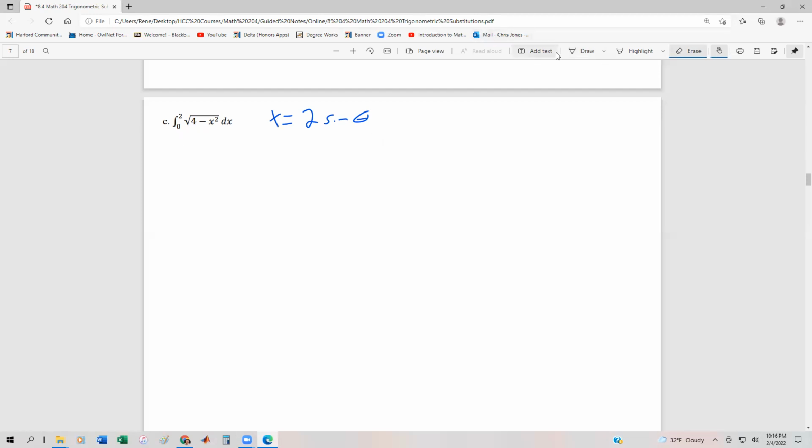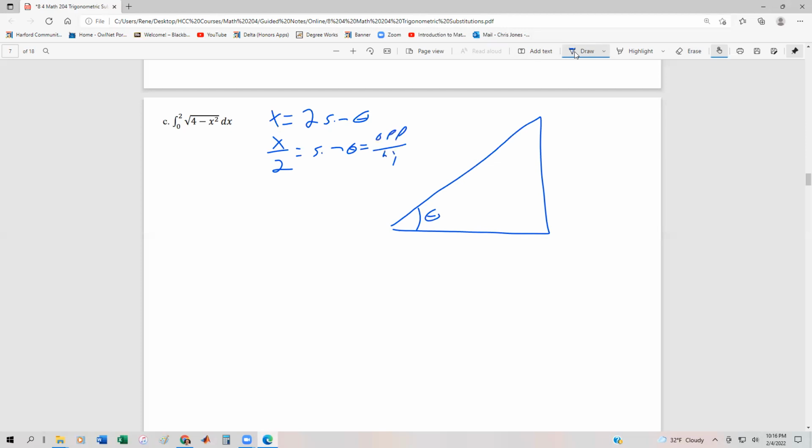And from here, we're going to divide by 2 and get sine theta. We're going to construct our triangle. Nothing different so far. We know that sine is opposite over hypotenuse, so we have a hypotenuse of 2 and the opposite of x. Of course, we could use the Pythagorean theorem, or we could just recognize that this is going to be the radical expression we have inside of our integrand. That's not always the case, but a large majority of the time it is.